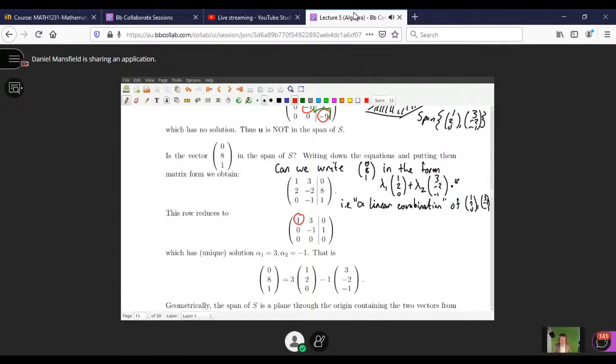Here's the leading term. Here's the leading term. And you can discover from this, our taxonomy of row echelon form matrices, that this thing has a unique solution. In fact, you could even go further and discover by unpacking this matrix what the actual values of alpha 1 and alpha 2 are. It turns out that alpha 1 is 3 and alpha 2 is -1.